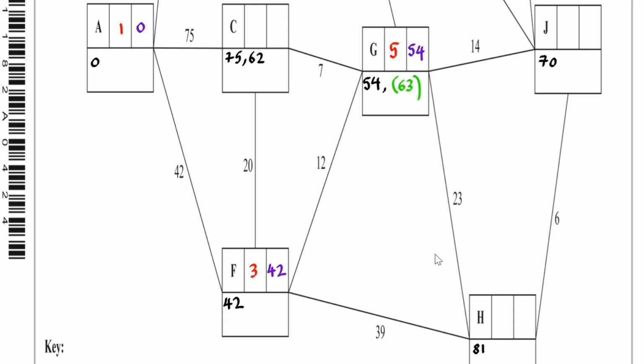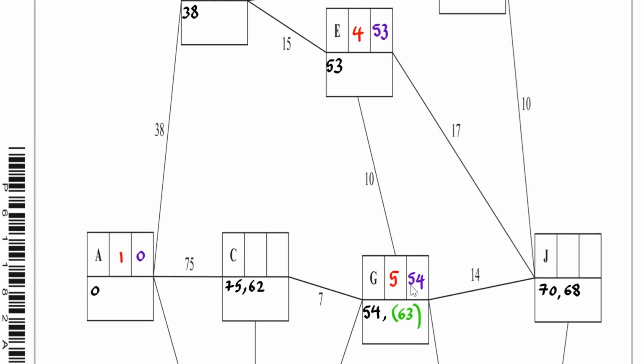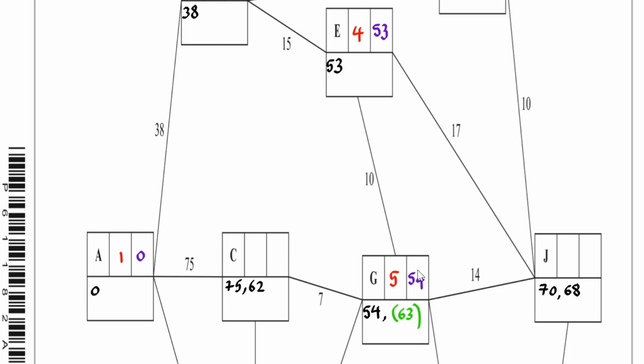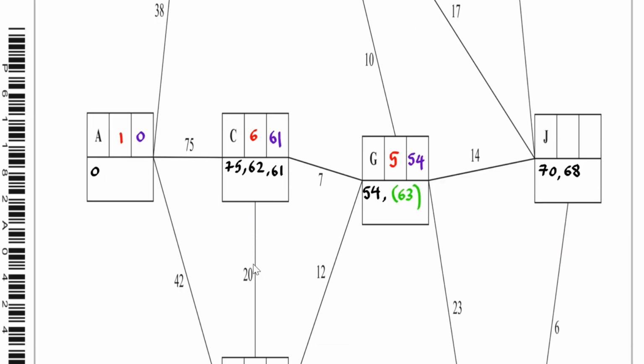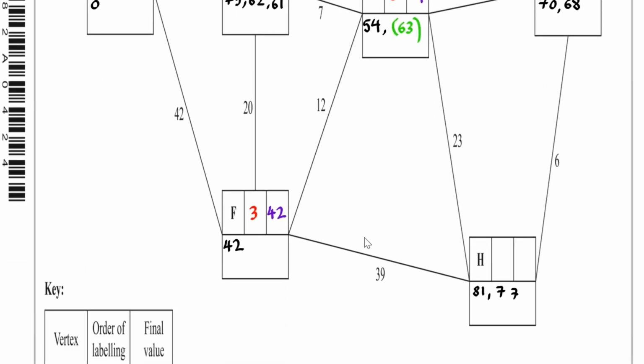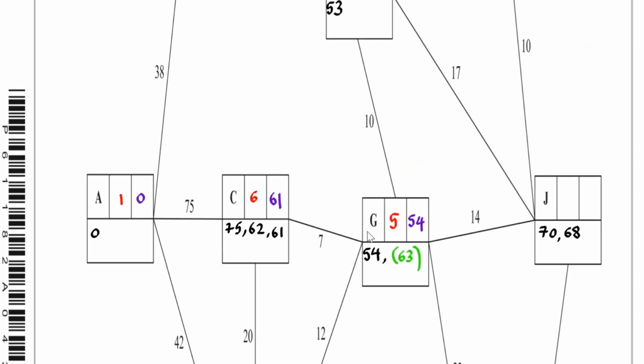54 plus 23 would be 77. 54 plus 14 would be 68. And that's all. The next smallest one is this 54 plus 7, which is 61. So we put 61 into the final value box and we assign C the number 6. Now we've got these 3 boxes left. So the next smallest one would be the 68. So we carry the 68 into the final value box. We assign J the number 7.